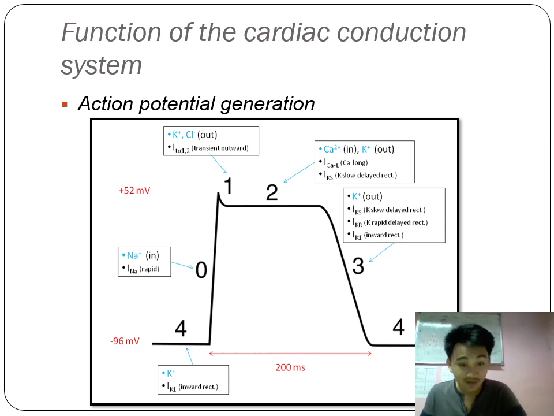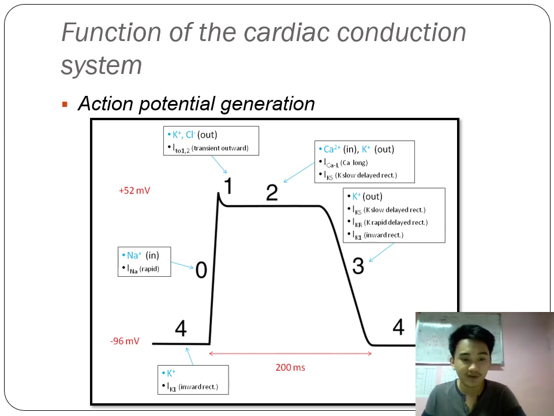Next to phase 4 is phase 0. We can observe in the graph that there's an increase in the membrane potential. This phenomenon is called depolarization. It is a rapid positive change in voltage across the cell membrane. The reason behind this is the increase in membrane conductance of sodium ions. So those sodium ions tend to go inside the cell, making the cell membrane potential more positive.